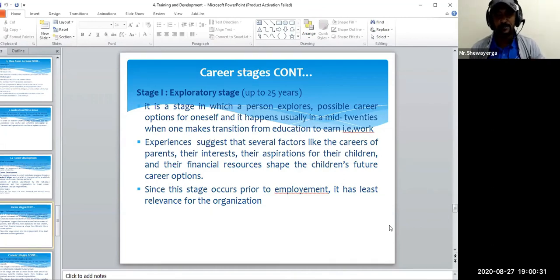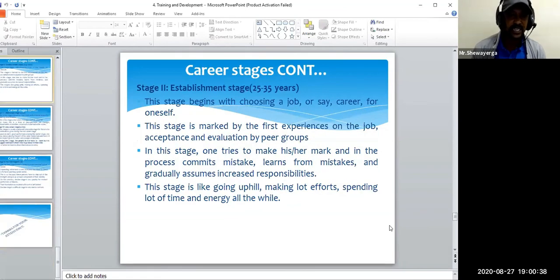Since this stage occurs prior to employment, it has the least relevance for the organization. The second stage is the establishment stage.